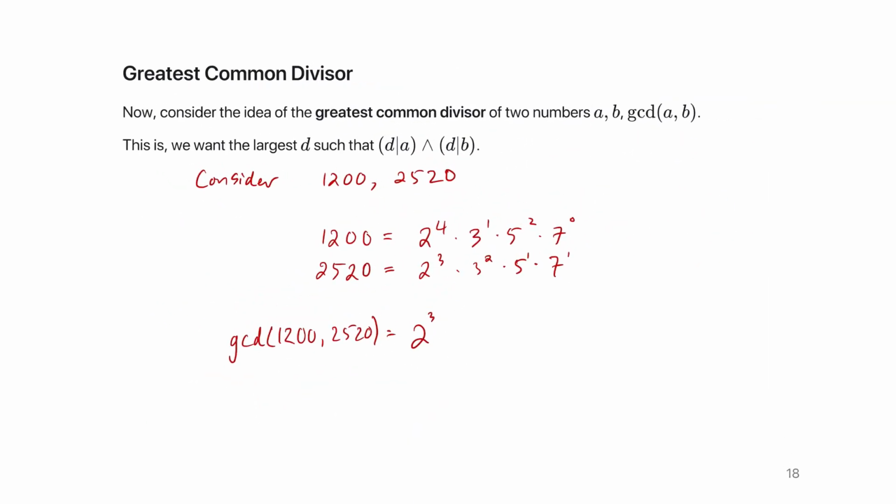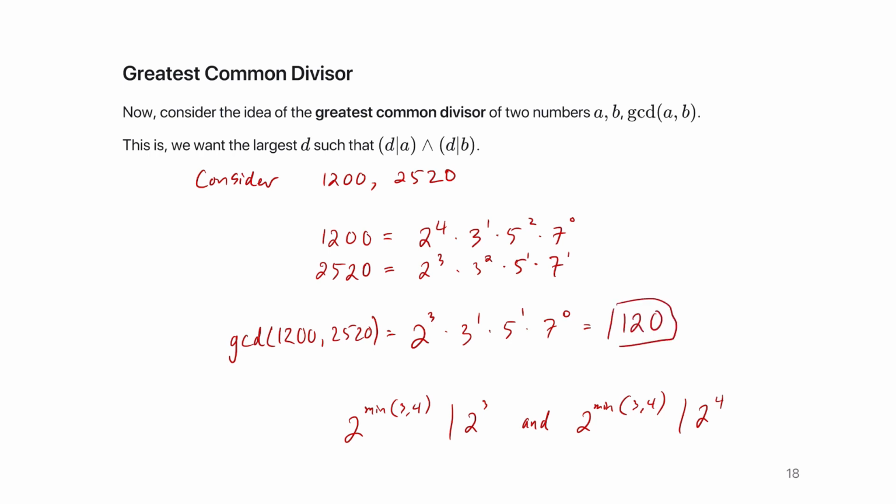Is that clear? 2 to the min of 3, 4 divides 2 to the 3, and 2 to the min of 3, 4 will divide 2 to the 4. Okay? So I take 2 to the 3. Similarly, I can choose 3 to the 1 or 3 to the 2, but I want the biggest one that will divide both. The biggest power of 3 that will divide both 3 to the 1 and 3 to the 2 will be 3 to the 1. And similarly, I can fill all of this out, and I get 7 to the 0, and I believe you get 8 times 15, which is 120.